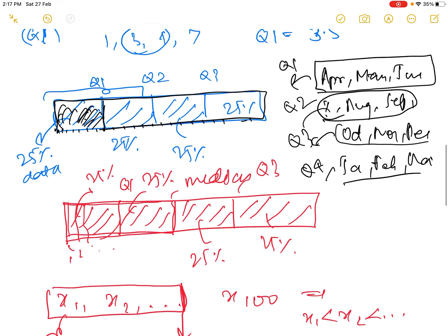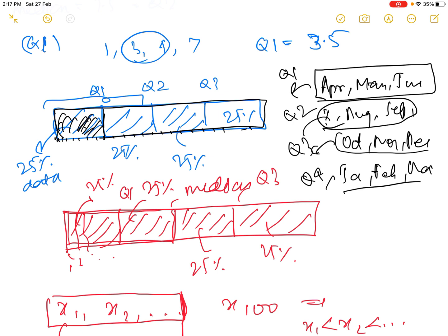The first three, that first 25%, will represent quarter one. Then what is the first quartile? The first quartile will be the point which is the end point for the first quarter of your data, meaning the first 25% of your data. So this is your first quartile.